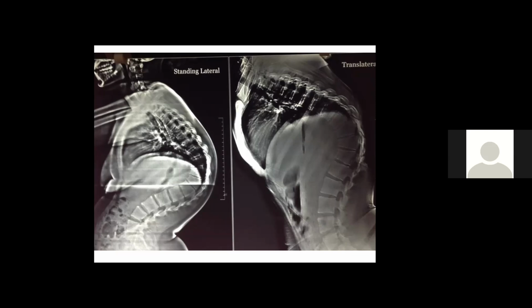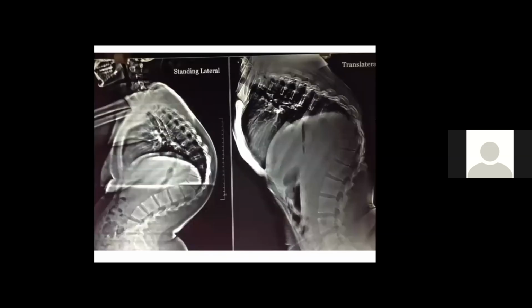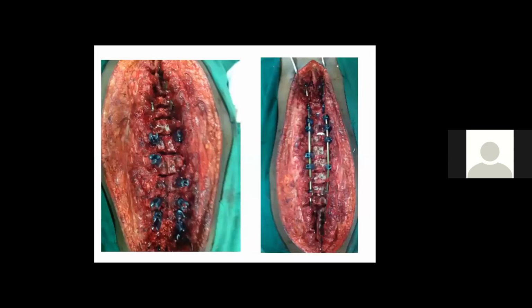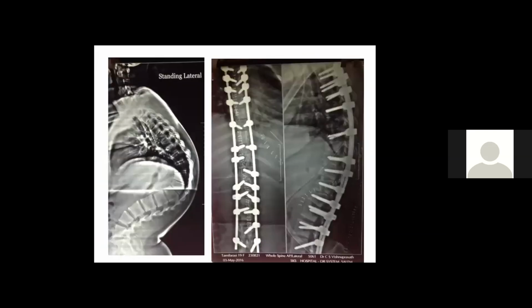So actually, this was my first case of Scheuermann's kyphosis, done almost 5 years back. I was not having very much confidence of just doing a posterior approach. Since I thought it's a very rigid curve, I did a limited thoracotomy approach, just released 4 disc spaces at the apex, and we did a posterior Ponte osteotomy at almost 6 levels, and then corrected it. So this was the correction we got.